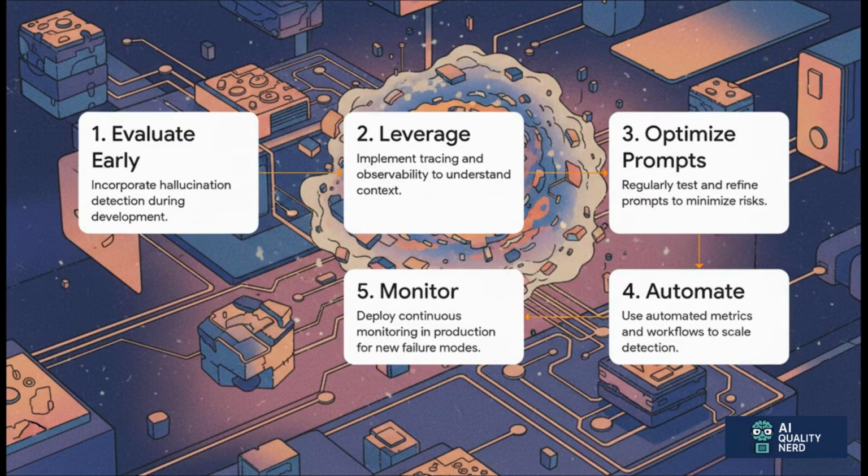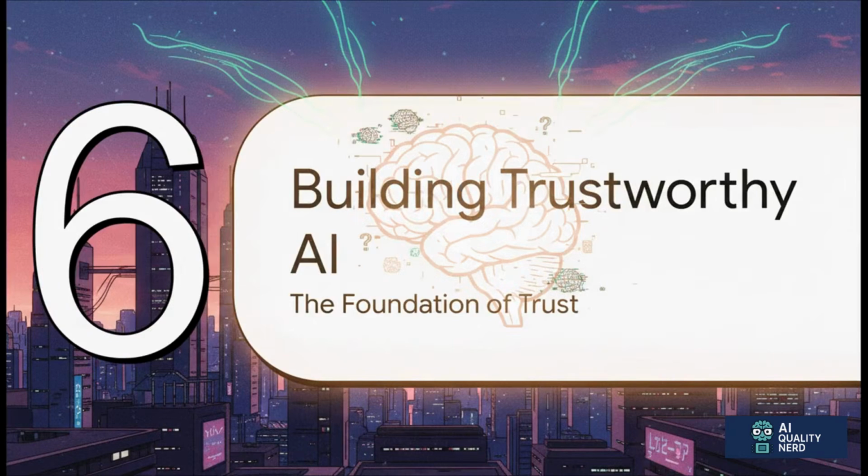And it really boils down to these 5 steps. You start evaluating way early in development so you catch problems before they ever see a user. Use observability not just to see that something broke, but to understand why. That data helps you write better prompts, you automate testing for those same mistakes in the future, and you just keep monitoring. So let's tie all of this together.